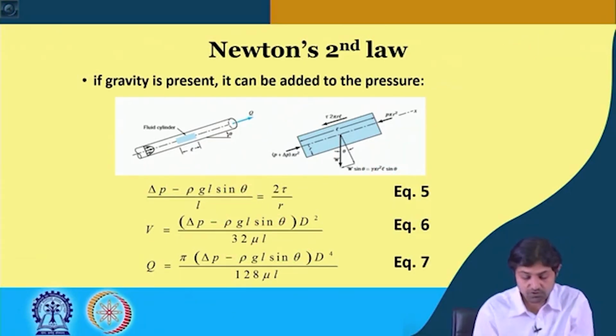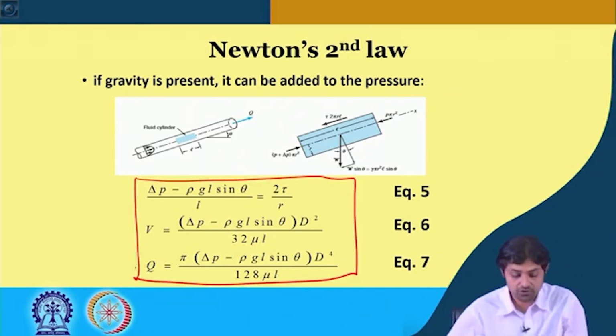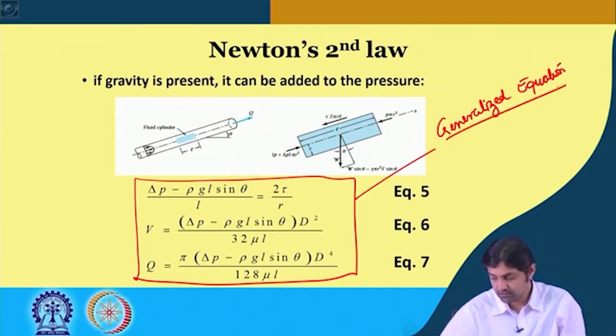So, you can also try to remember these equations. At least Poiseuille's law you remember, that is quite important, with or without the change in angle, whether the gravity is there or not with the sloping pipe. So, these are the generalized equations.